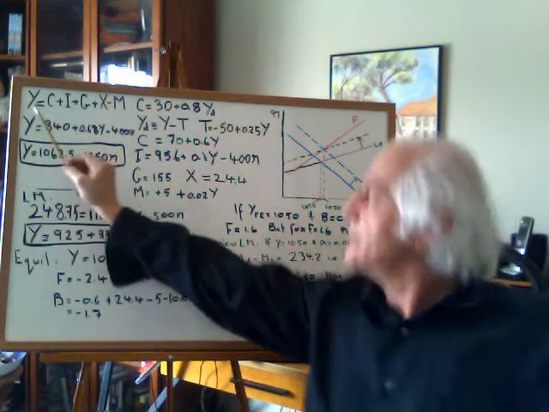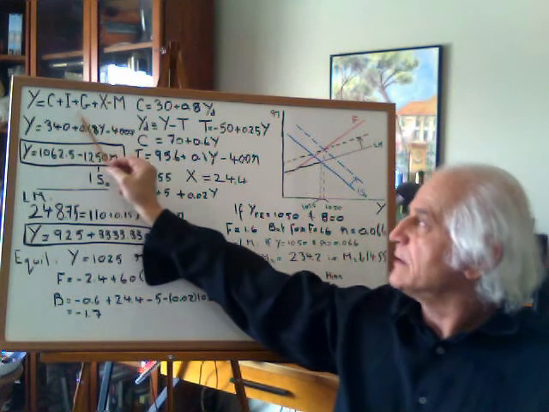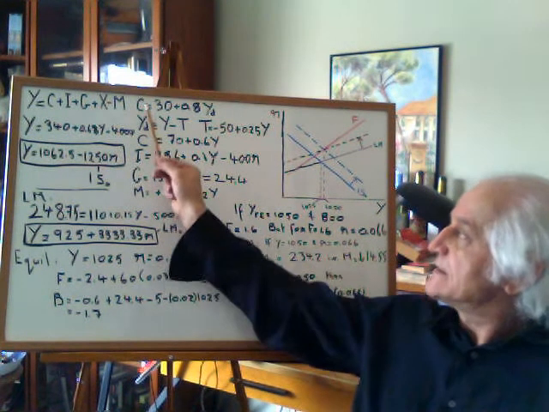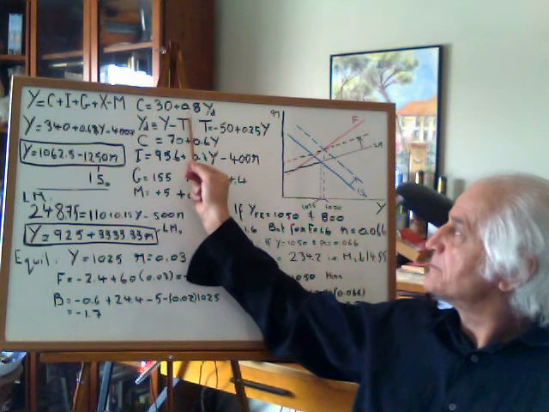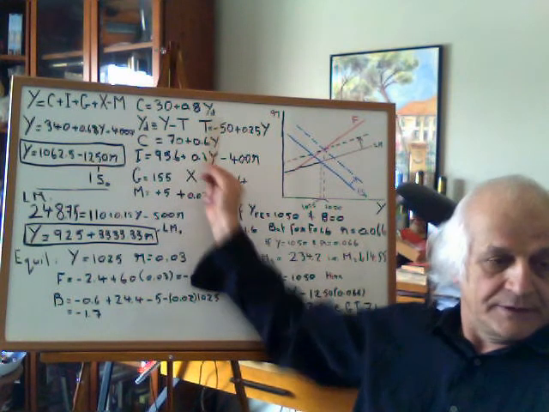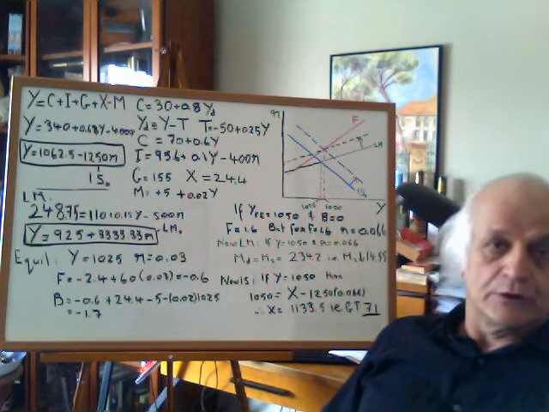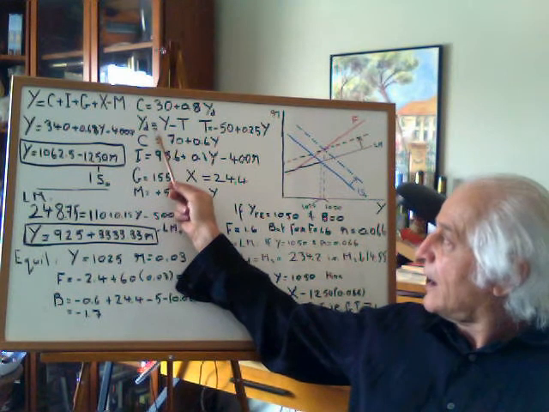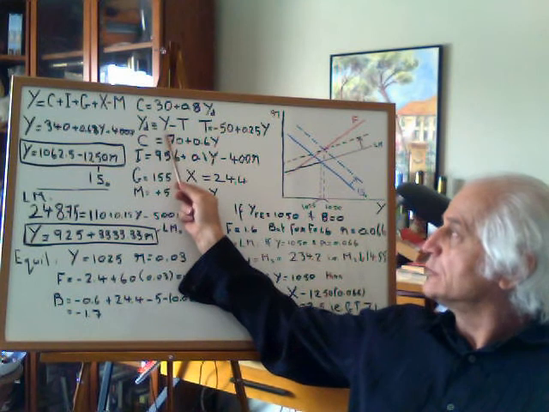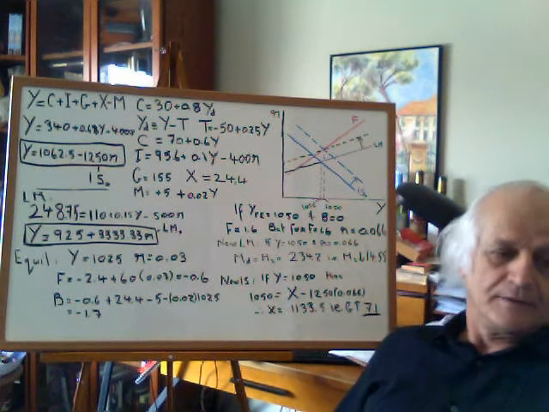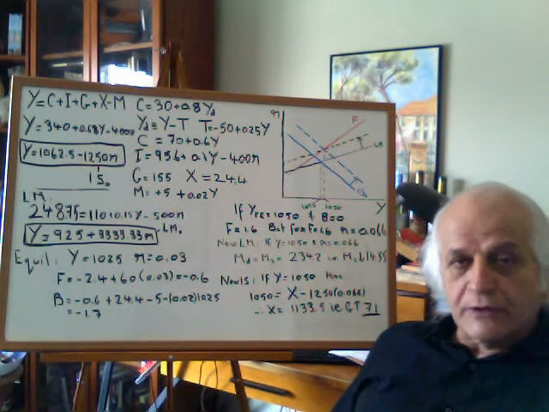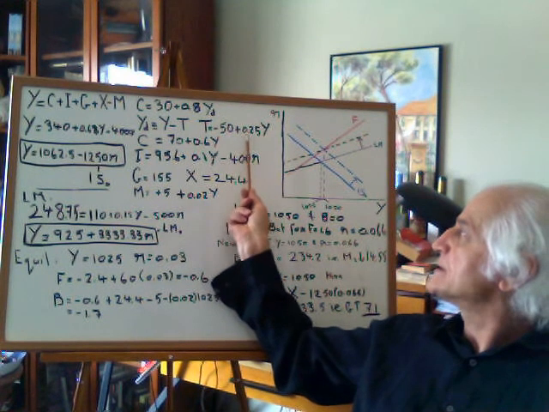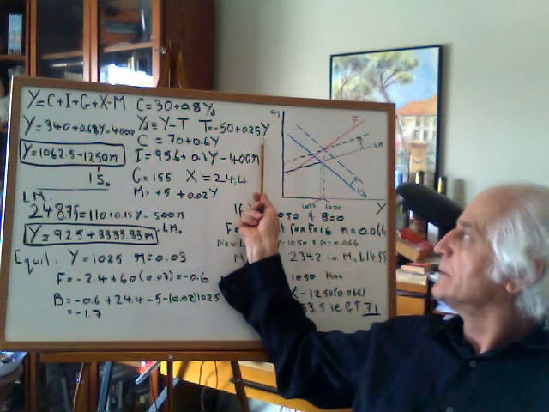Remember, the beginning is Y = C + I + G + X - M. We are given that C is 30 + 0.8 Yd. But also we know that Yd is an identity. It is equal to Y - T. We are also given that T is -50 + 0.25Y.